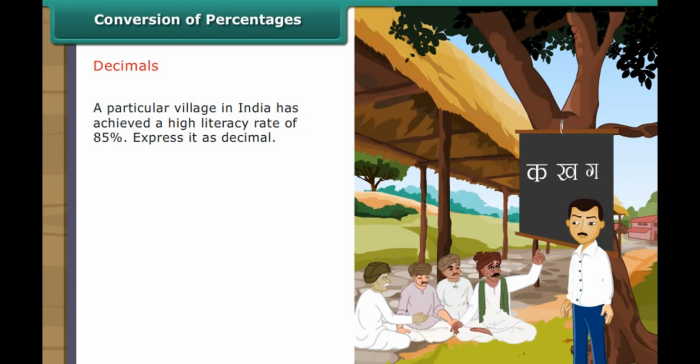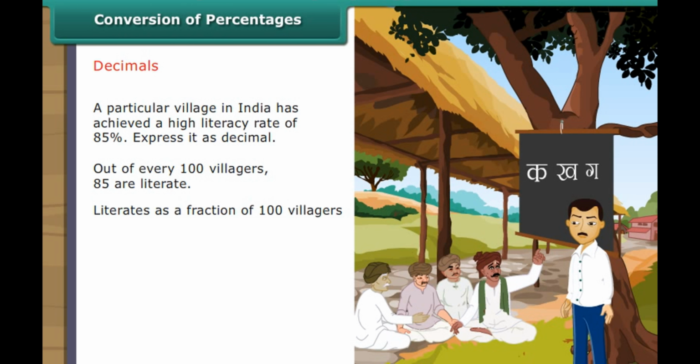Decimals. A particular village in India has achieved a high literacy rate of 85%. Express it as decimal. Out of every 100 villagers, 85 are literate. Literates as a fraction of 100 villagers is equal to 85 upon 100, which equals 0.85. 85% expressed as decimal is 0.85.